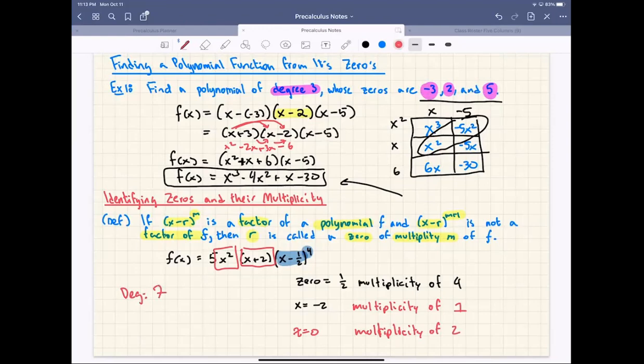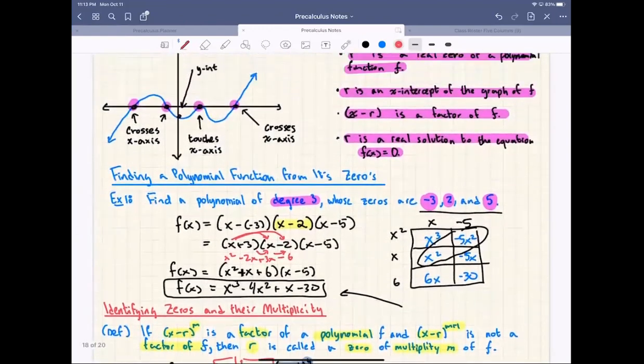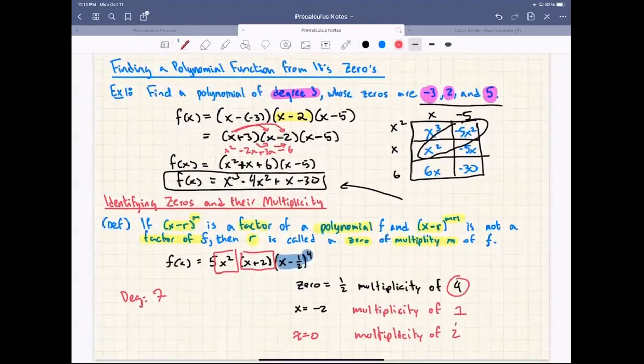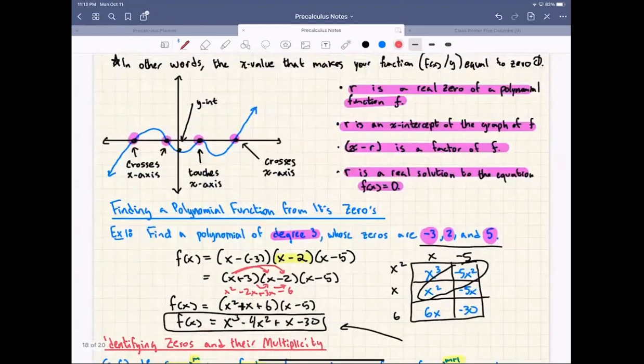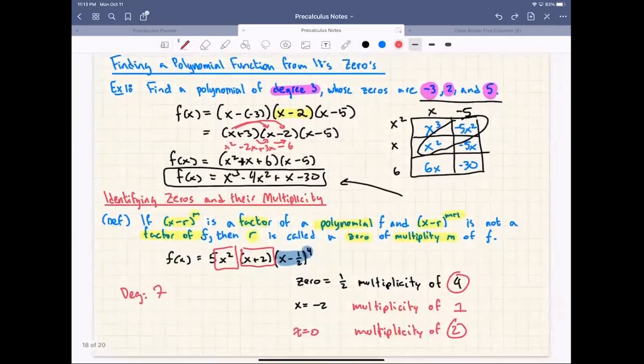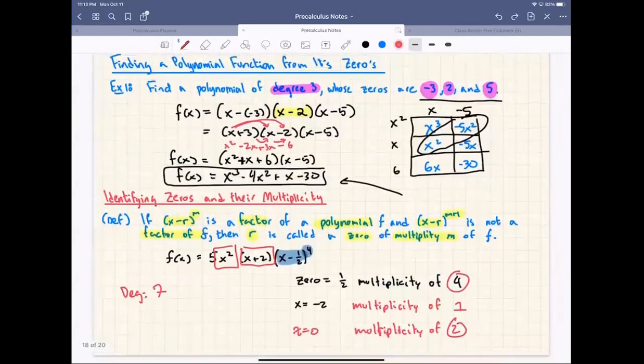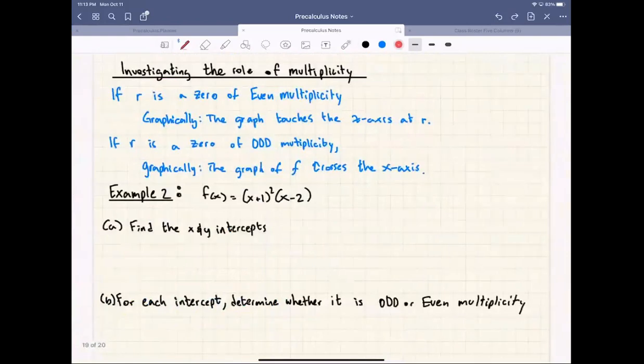What does even and odd multiplicity mean? If our multiplicity is even, that means when we see one of our intercepts, our zeros, we're going to touch the x-axis. We're not going to cross through. If you have an odd multiplicity, then that's when we're going to cross through. All right, let's move on to the next part.